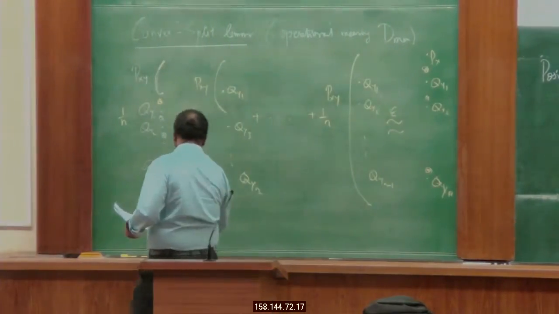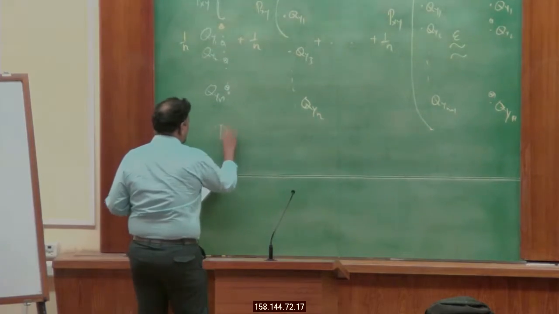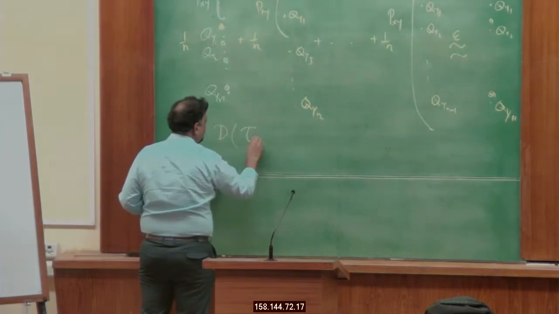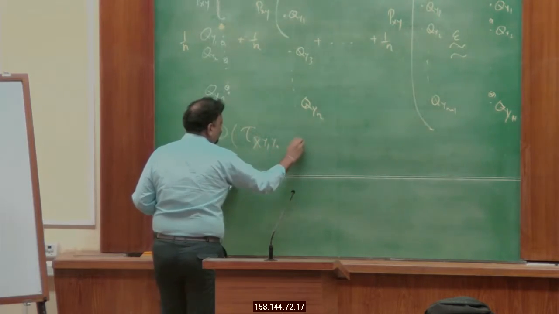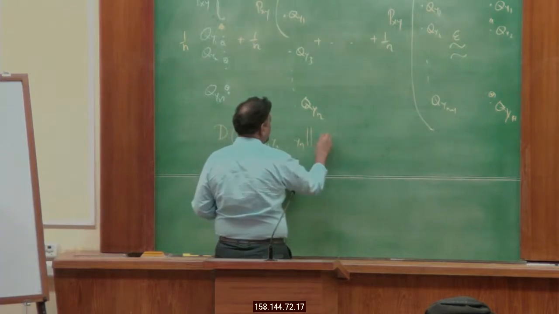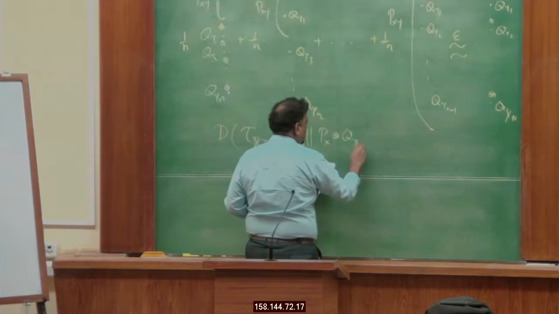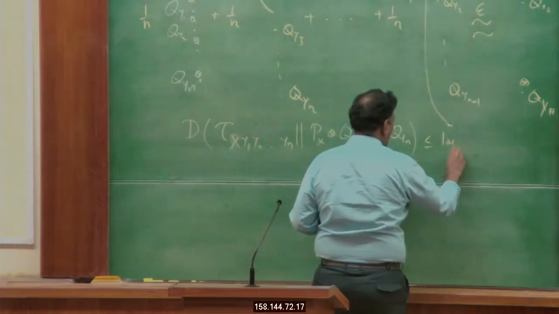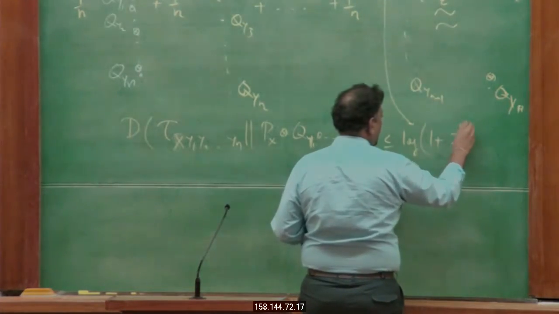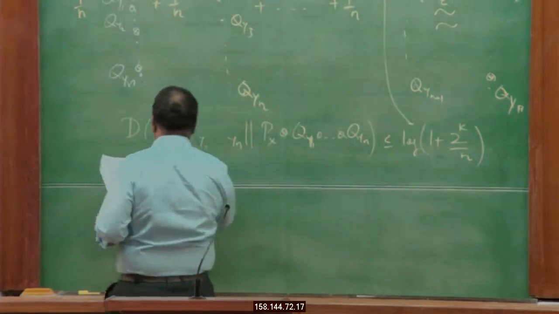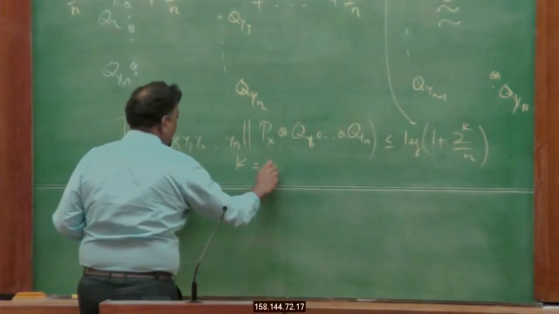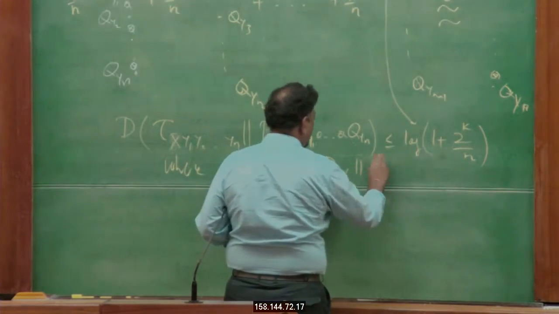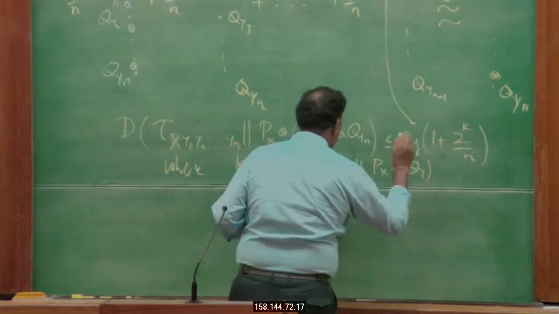And so the statement is that the relative entropy, let's call the distribution on the left hand side tau, so tau x, y1, y2 up to yn, with Px tensored Qy1 up to Qyn, becomes less than or equal to log of 1 plus 2 to the k over n, where k is the Dmax of Pxy with Px tensored Qy. Okay, and what is Dmax?